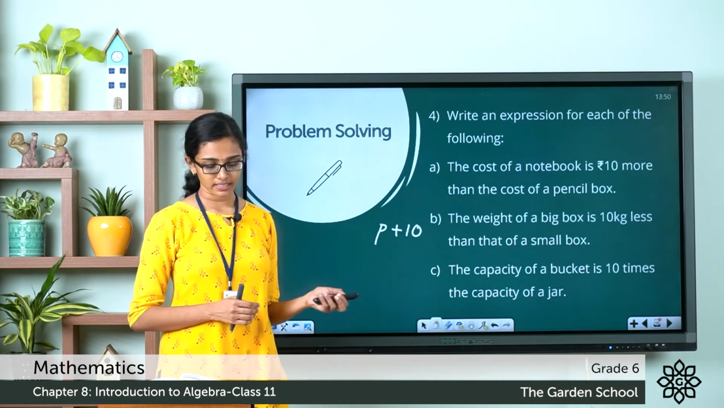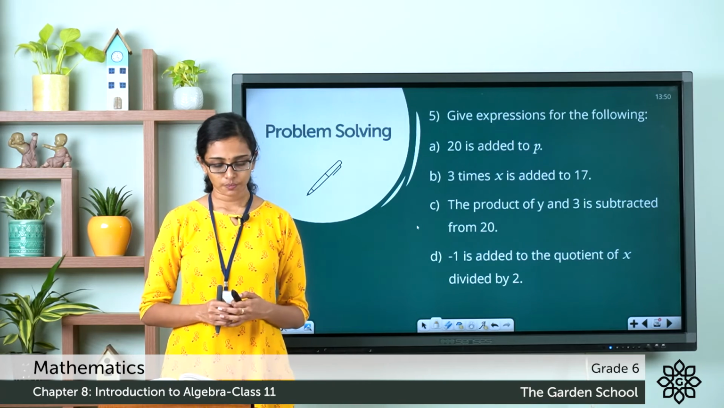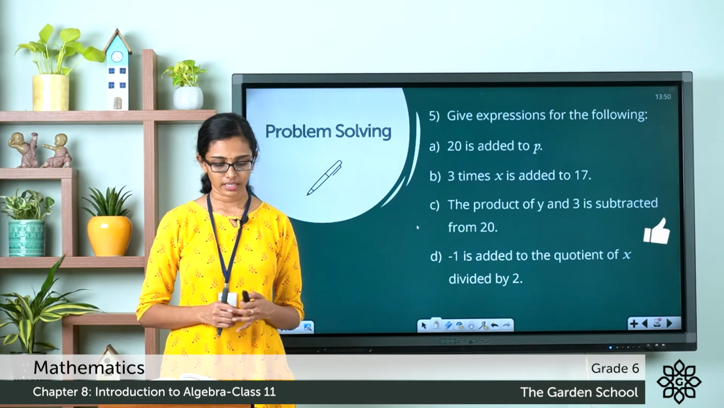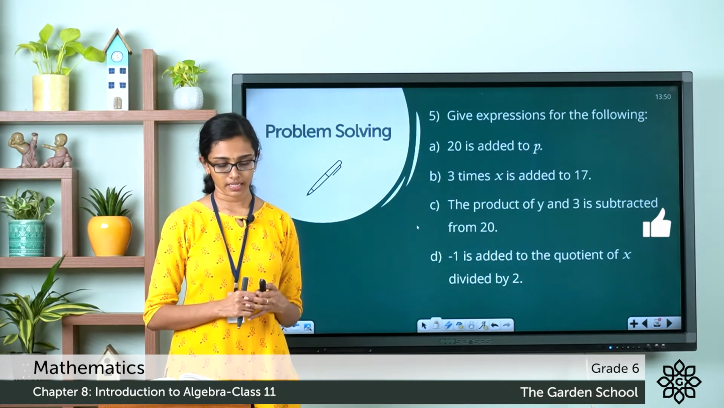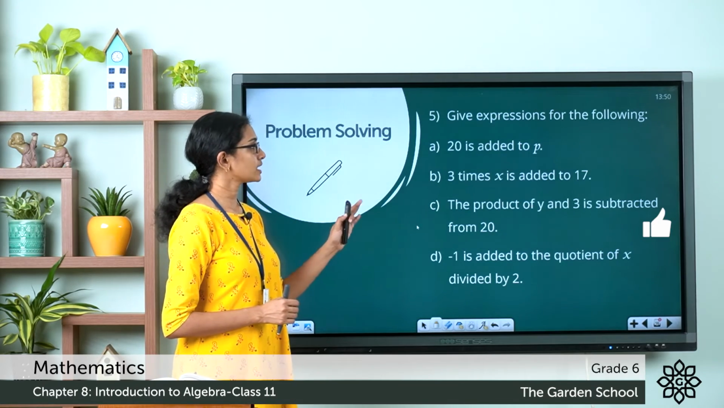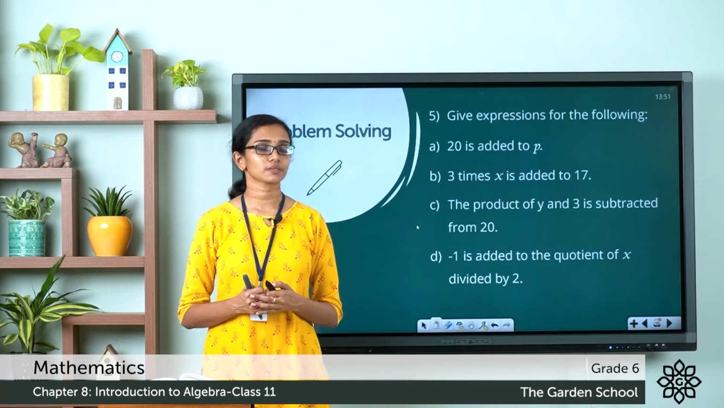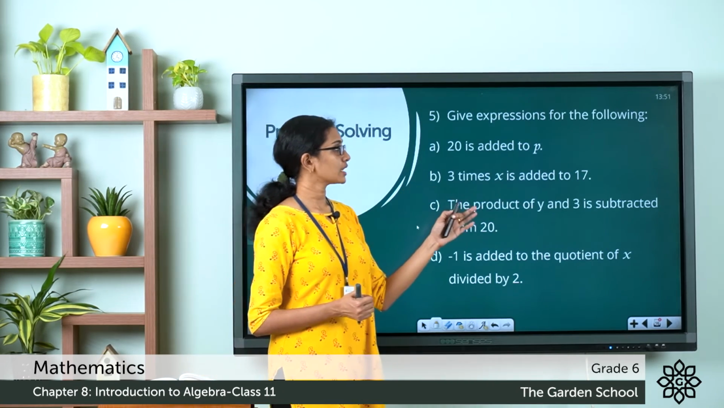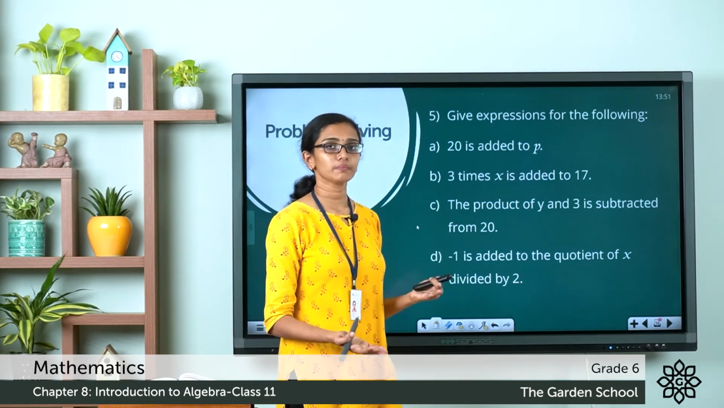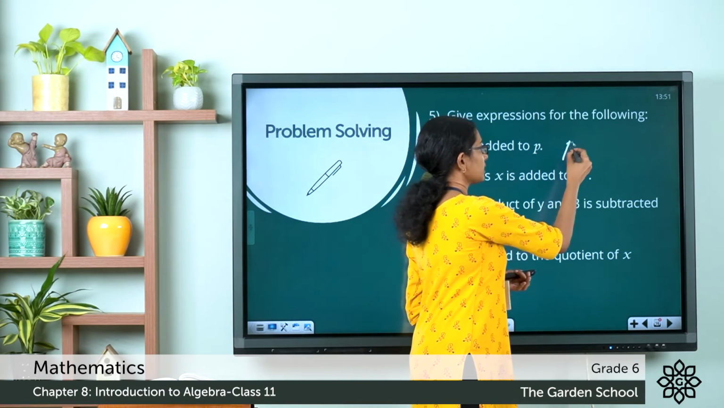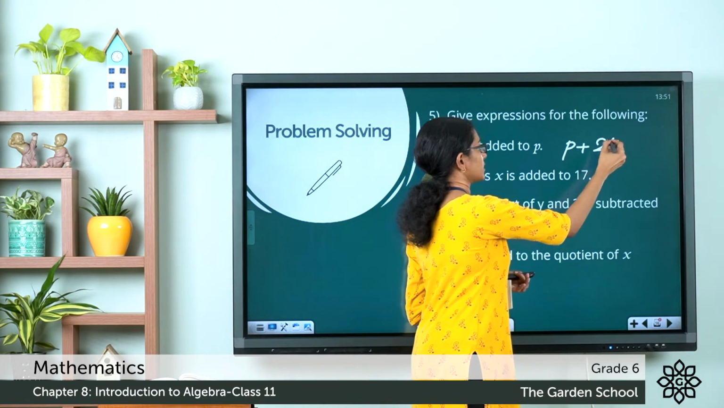Now, the next one is question number 5. Give expressions for the following. And here also you are given a few statements. See the first one: 20 is added to P. How do you write an algebraic expression for this? 20 is added to P means it is 20 more than P. So, you can write P plus 20.